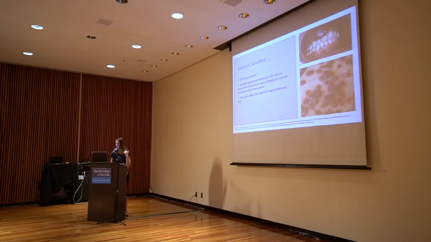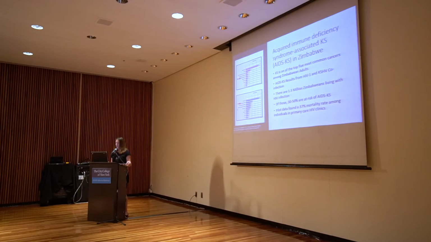So Kaposi sarcoma is a soft tissue cancer. It usually appears as tumors on the skin or mucosal surfaces, and it can also be found internally, which usually has a worse outcome. KS is one of the top 5 most common cancers among both men and women in Zimbabwe. This is data from 2015, and the red arrow is pointing at Kaposi sarcoma. And 2016 is similar as well. I just wasn't able to get that data yet.